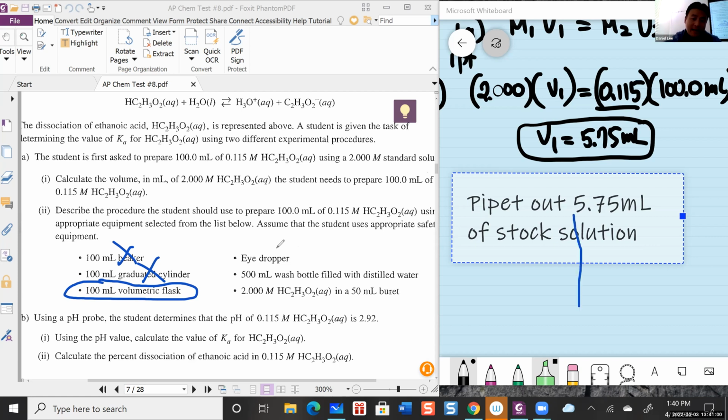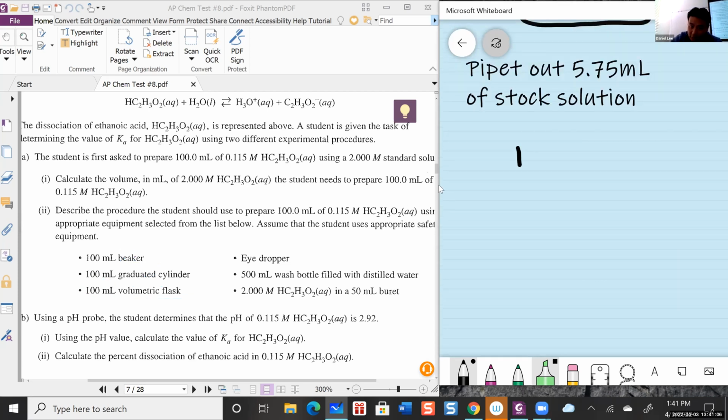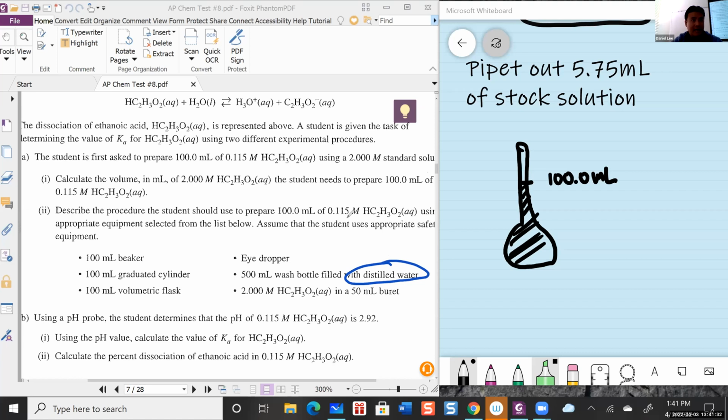Your volumetric flask has a marking. If you have this 100 mil volumetric flask, it will look like this. Very beautiful instrument. And somewhere here, it will mark 100 mil. So your eyedropper is probably needed when you want to be so precise that you want the bottom of the meniscus to be right at the 100 mil mark. That's why you need an eyedropper. So you could use that. And you need distilled water as well, because how do you transfer water to dilute? You need distilled water. And so basically, I need that one.